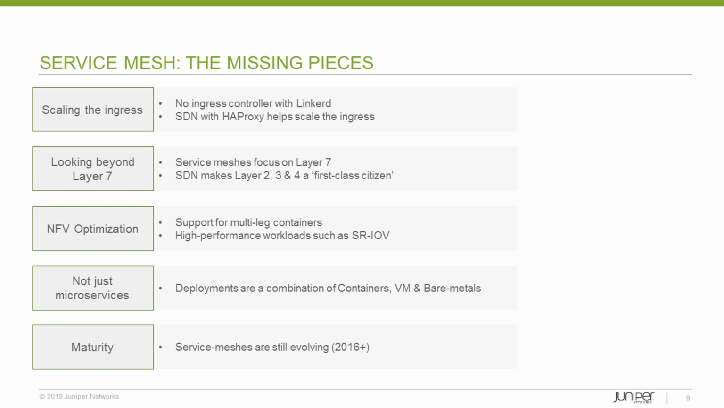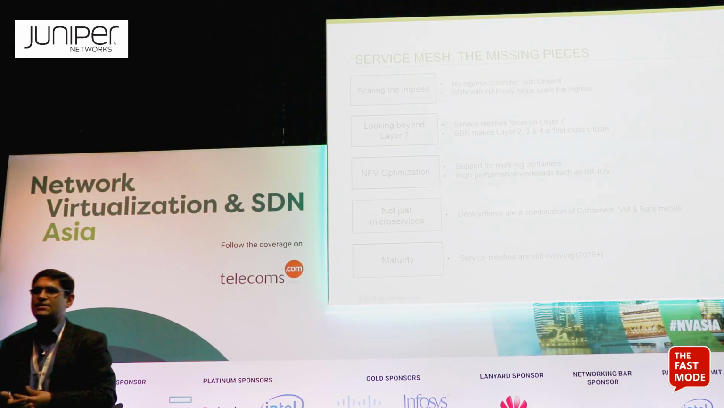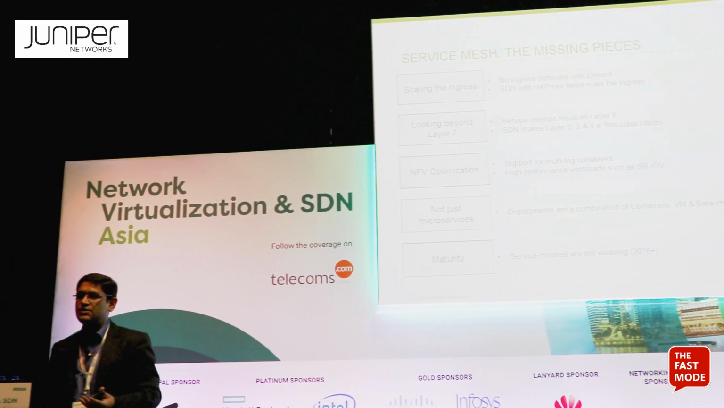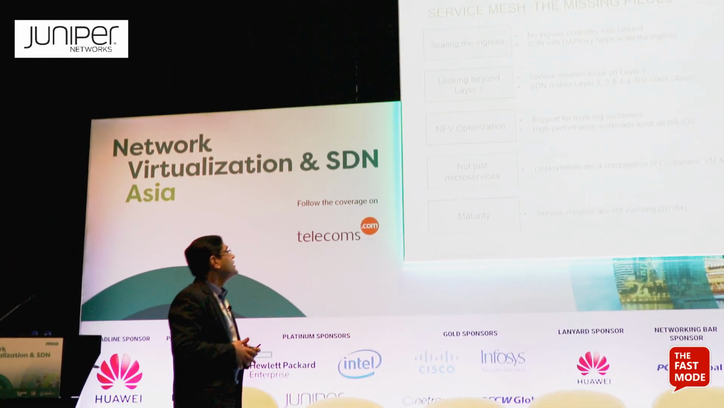And while service meshes make communications a first-class citizen from the perspective of layer 7, SDN has already been doing that from the perspective of layer 2, layer 3, layer 4. So if you've got, for example, RTP traffic for your voice and things like that, that also still needs to get all of the attention that it needs.